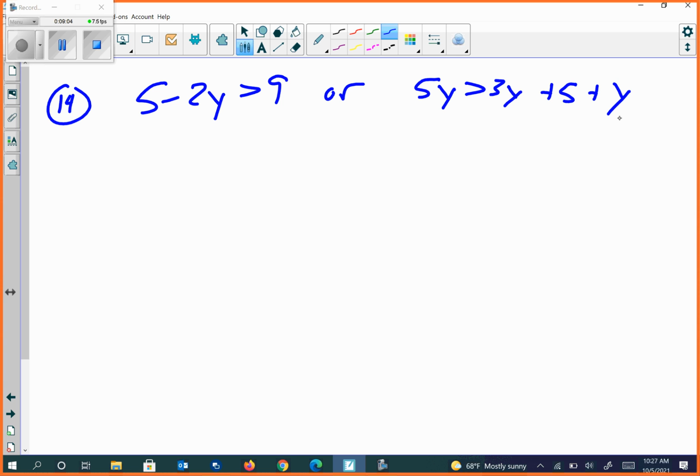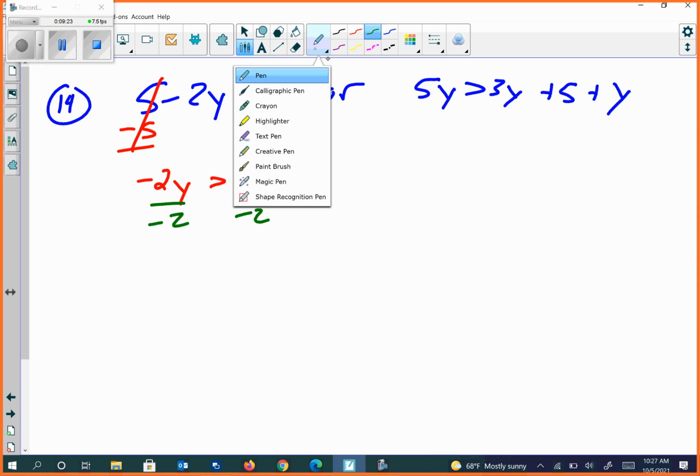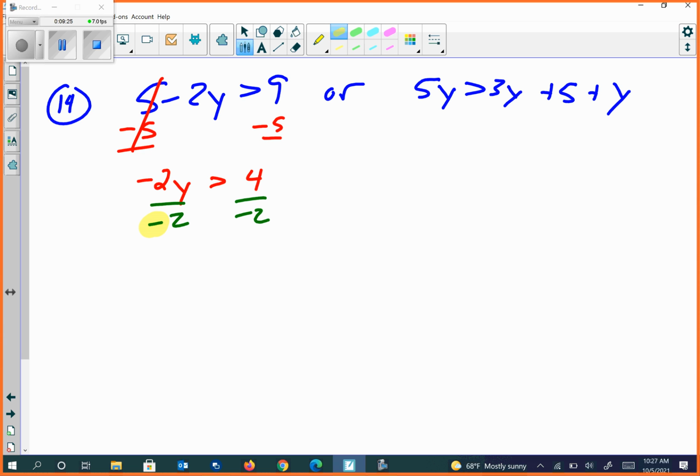It's an OR problem, agree? So it could shade opposite directions, they could overlap each other. So let's solve each of them. So I'm going to subtract 5 as the first move on the first one. Is that 4? Divide by negative 2. What happens when... yeah, that sign's got to flip because I divided by a negative. So I'm going to get y is less than negative 2. Agree with the work?